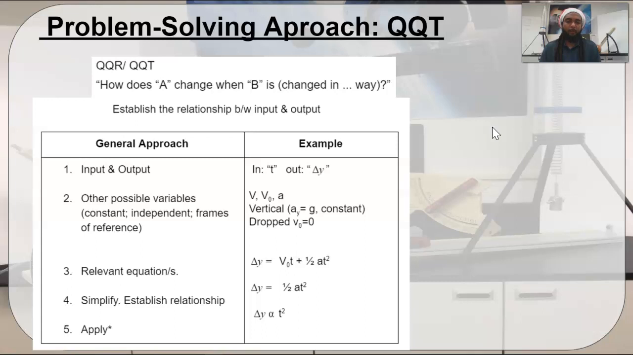This is where, once we have an equation with only our input, output, and other variables that are either 0 or constant or independent, we can simplify that relationship by dropping out all other variables and focusing on the relationship between the input and the output. In this case, delta y is proportional to t squared. Now we have to apply it.